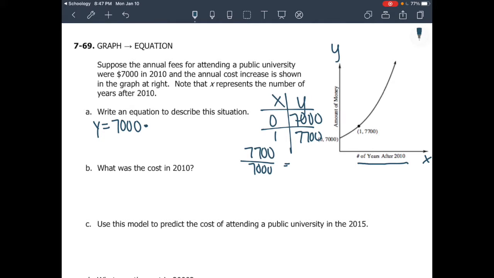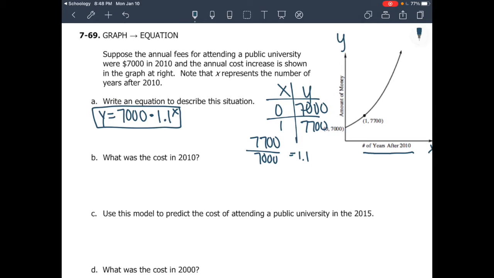Which, oh, I did that wrong, which is 1.1. So my multiplier is 1.1 and then to the x power. So I've written an equation and then it's asking me to answer the questions using my equation. So it says, what was the cost in 2010? So looking back, I'm just reading from what it was in the beginning. It says 7,000 in 2010. And we know that 2010 was like our starting point.